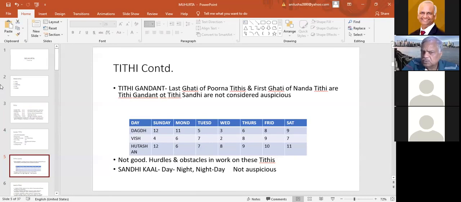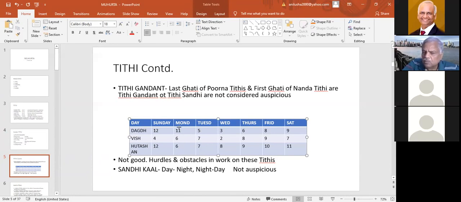So what are these? Dagda Tithi, for example, on Sunday, if Tithi is 12th, it is Dagda Tithi. If on Sunday the Tithi is 4th, it is known as a Vish Tithi. If on Sunday the Tithi is 12, it is known as a Hutashan Tithi. Similarly, on Monday, if it is 11th, it's Dagda Tithi. If it is 6, it is Vish Tithi. And if it is 6 again, this is also Hutashan Tithi.